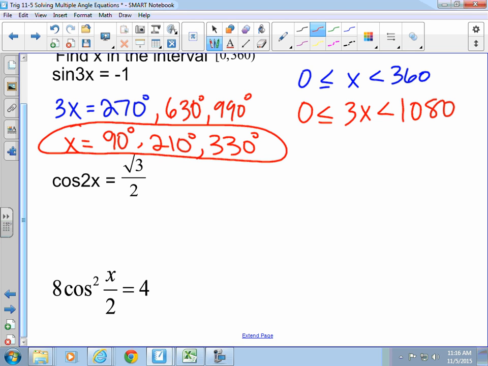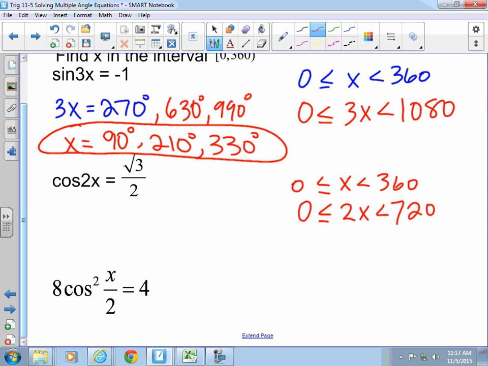I'm going to ask myself, first of all, how far do I want to go? Right now my interval is 0 to 360, so what does that mean my interval will be when I multiply by 2? So 0 to 720, so I'm going to go around the circle 2 times. Everyone agree?